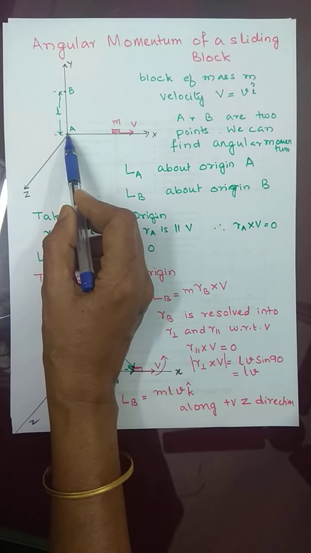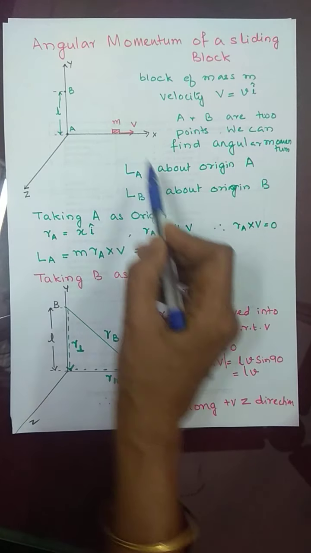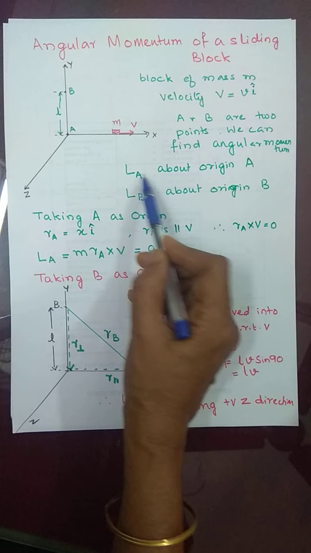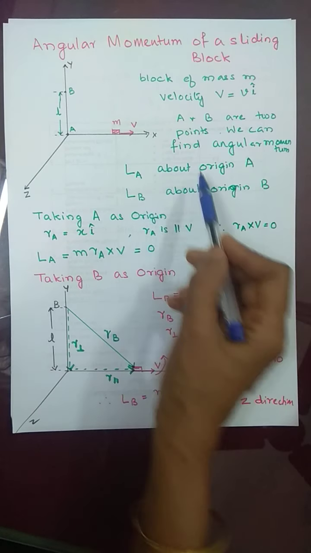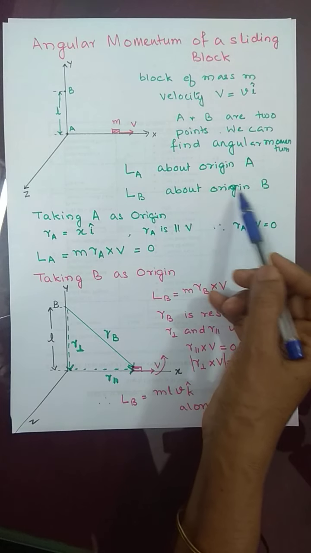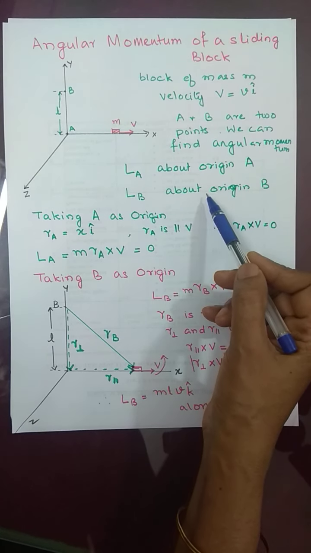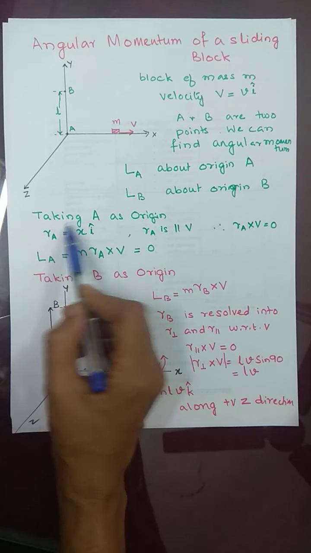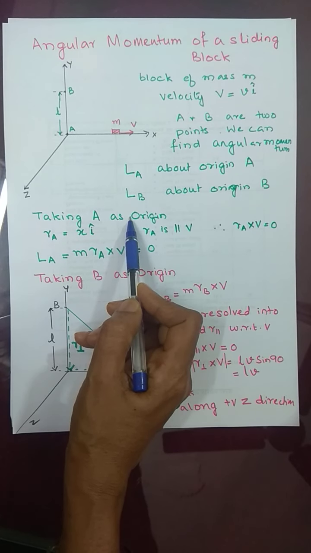So if we are taking A as the origin, LA is the angular momentum. L designates angular momentum, A signifies the origin. And LB corresponds to angular momentum about origin B. We are going to find out the value of that. First, taking A as origin.